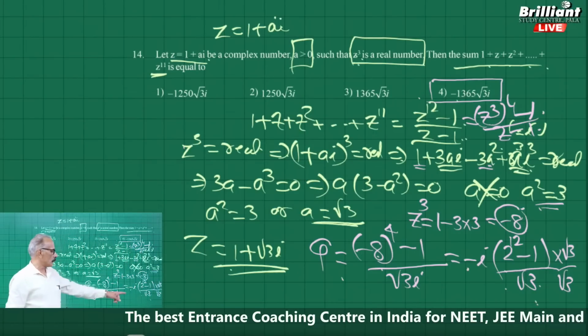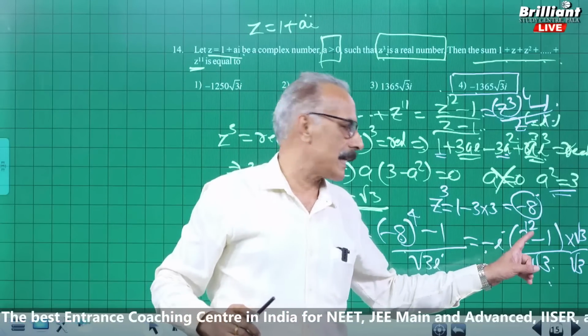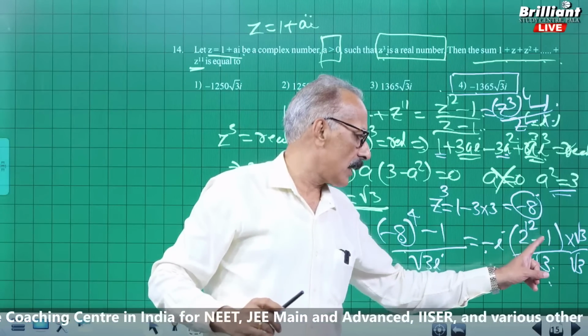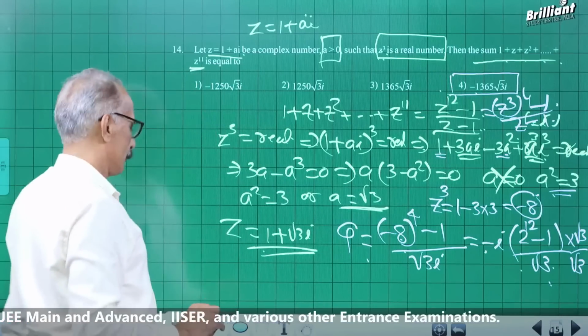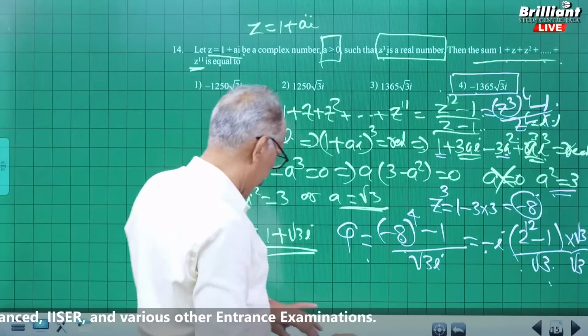2 to the power 12 means what there? 4096 minus 1, 4095 divided by 3. That is simplified. So that is your answer. We'll move on to the next question.